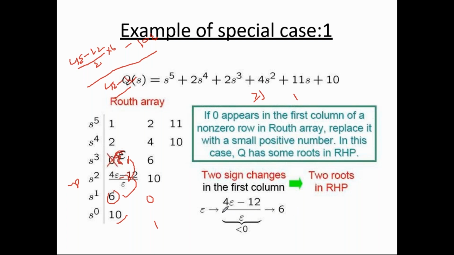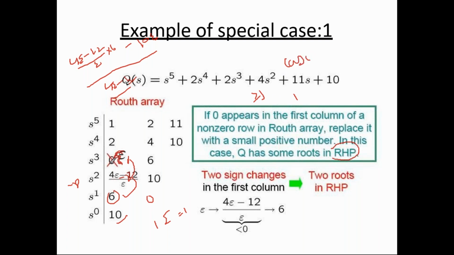Now suppose if you take 2 also, 4 into 2 is 8, you will get the negative value. So it means that if you take epsilon equal to 1, the system should become unstable, because there are two sign changes. It means that two roots are lying on the RH side of the S plane. So this is the case 1 type.